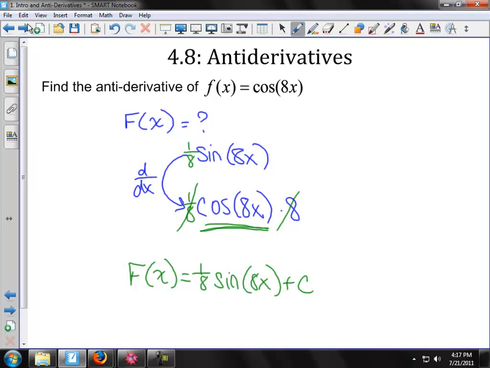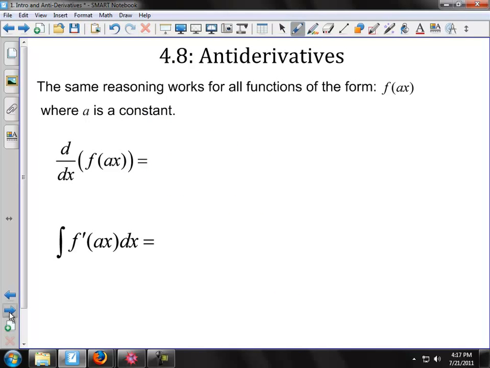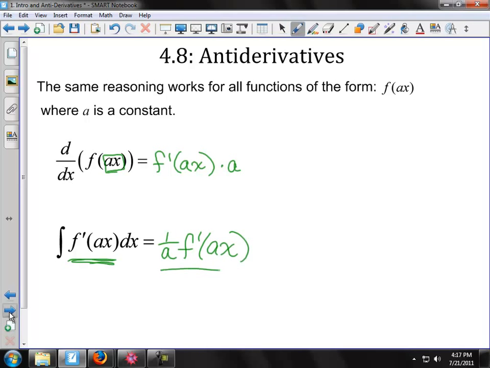So what was the pattern there? If you have any function where you have plugged in a number times x, the way we just had 8 times x, when you take its derivative, you're going to get the derivative of that function with the ax plugged in, times a from the chain rule. So if we're trying to find the antiderivative, to compensate for that chain rule, we're going to have to put a 1 over a out front. So there's your formula.